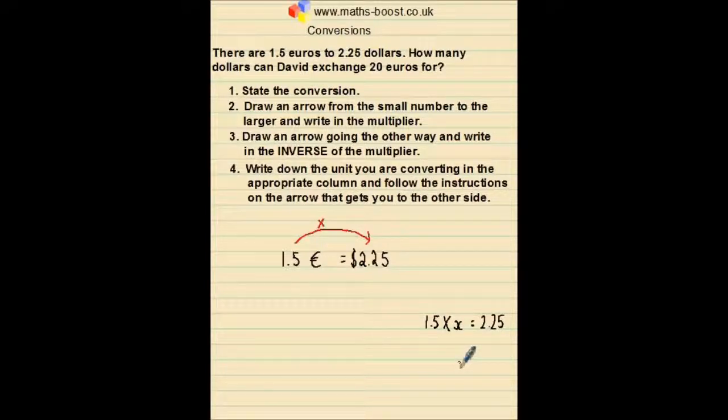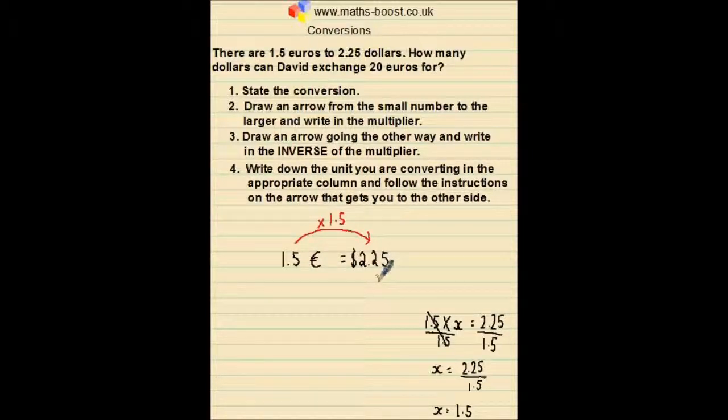Simply divide both sides by 1.5. This cancels on the left. And I'm going to let you use your calculator and actually we get the answer x equals 1.5. If you've not been able to follow what I've done here, then you need to go and have a look at my videos on solving algebraic equations.